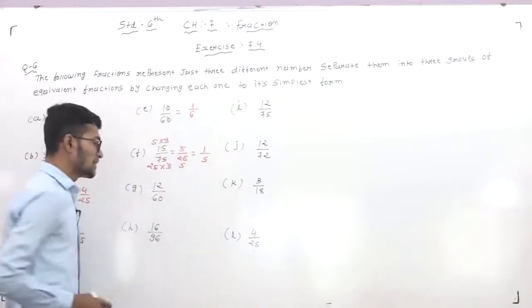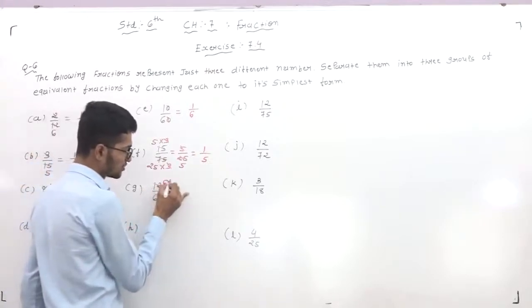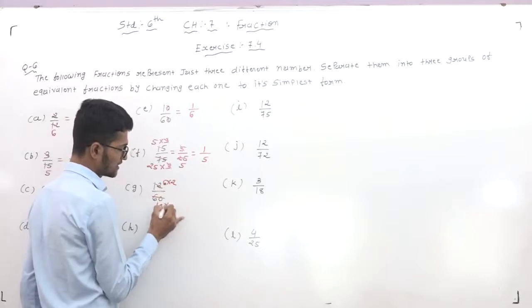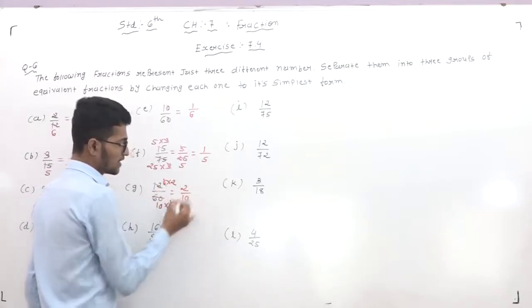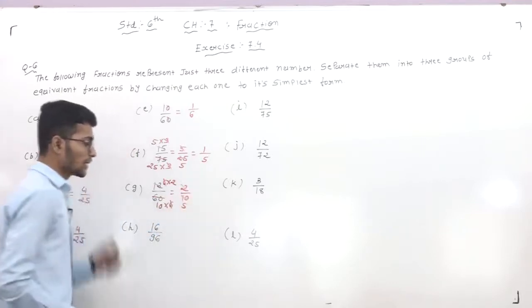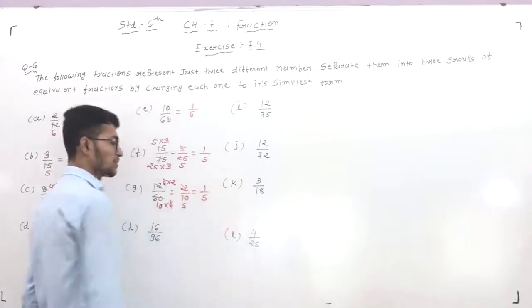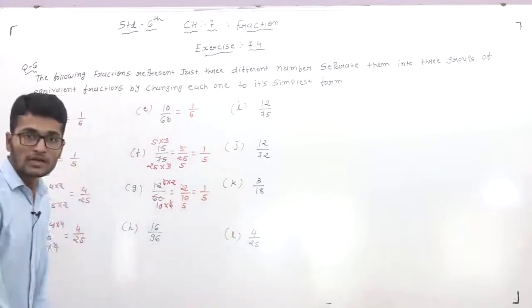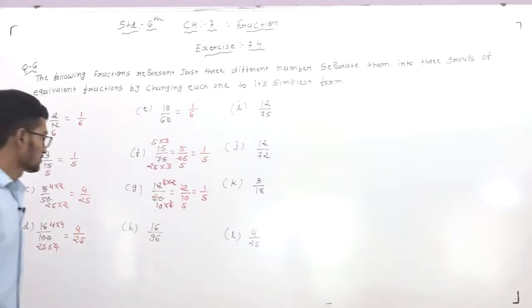Then after the 12/60, if you cut here, 6 2s are 12, and here 2 cut, 10 6s are 60. Again 6 6 cut, the answer is 2/10. Here 2/10, again cutting is possible: 2 5s are 10. It means our answer is 1/5. This one is our simplest form. Clear?